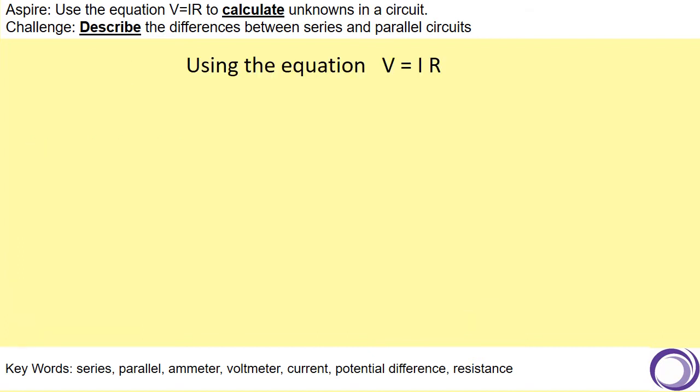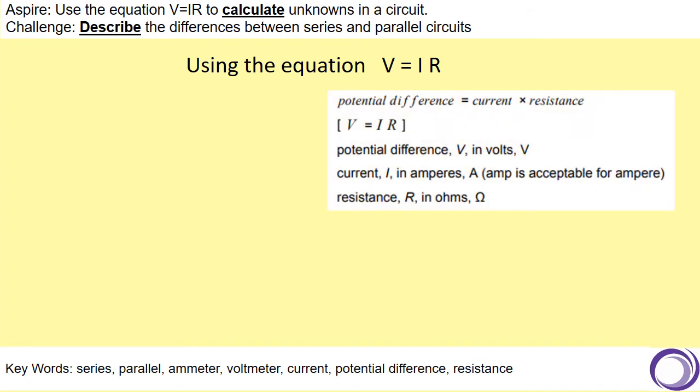I'm going to have a go now at using this equation a little bit more. That's how it appears in the specification. So potential difference equals current times resistance. Potential difference in volts, current in amperes or amps, and resistance is in ohms, which is the Greek letter omega.